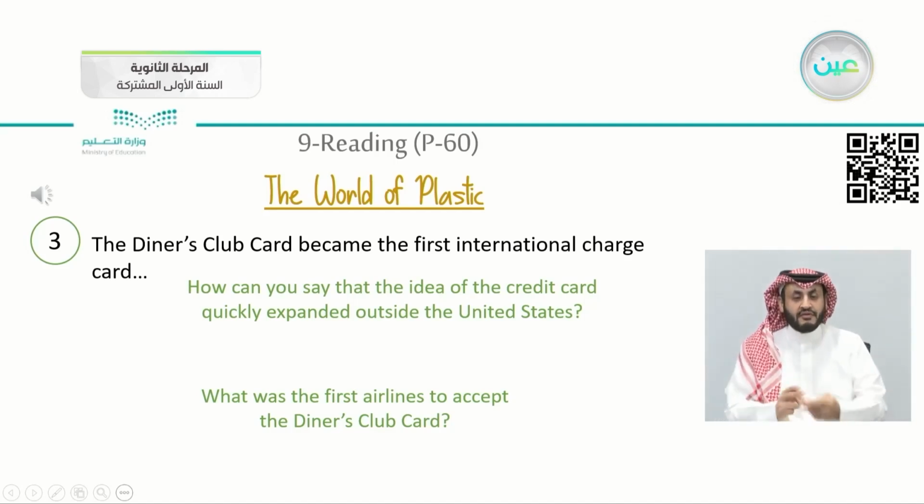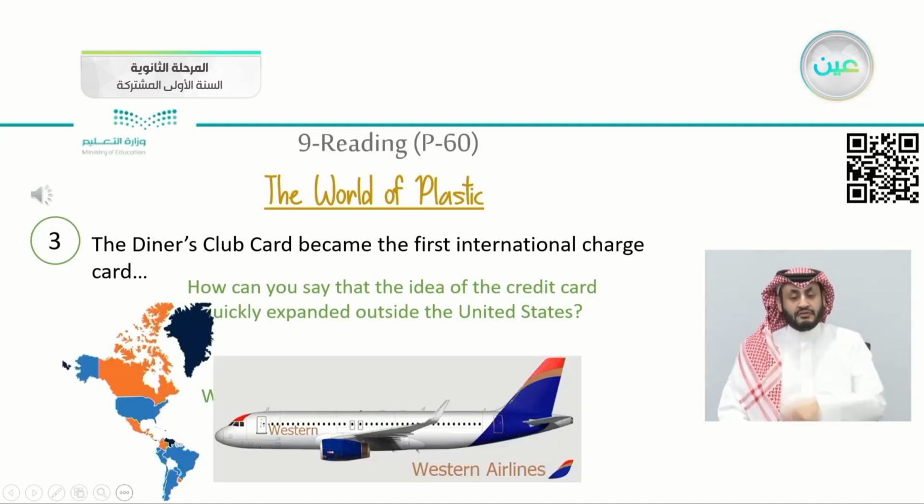Let's listen. The Diners Club card became the first international charge card in 1952 with franchises in Canada, France, and Cuba. In 1955, Western Airlines became the first airline to accept the Diners Club card. Ten years later, the card was accepted by every airline in the United States. Diners Club expanded its services to hotels, car rentals, and other businesses.